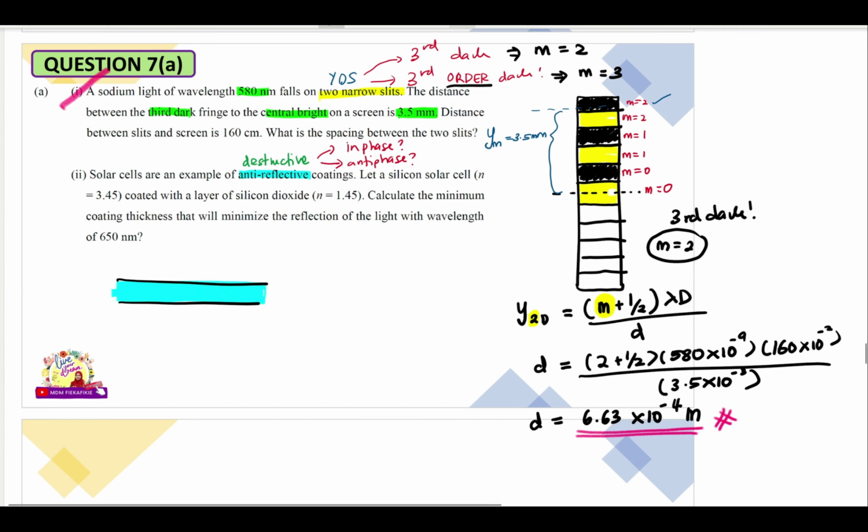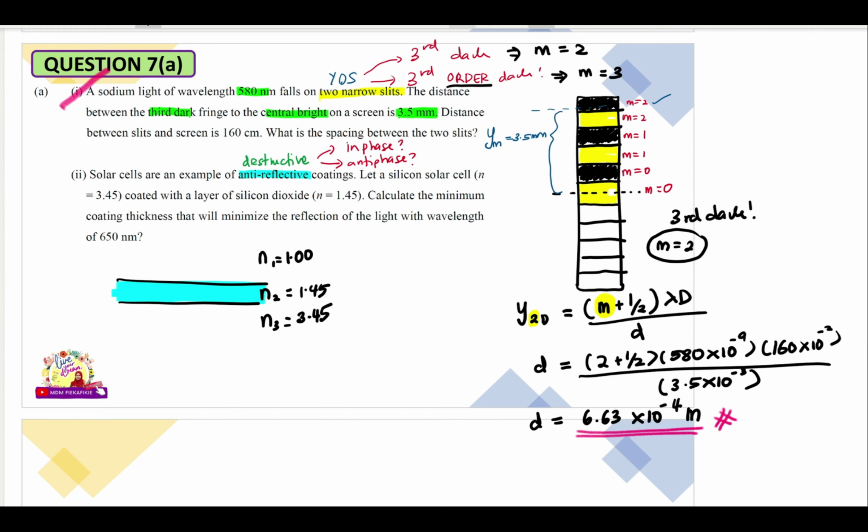Okay. So, layer yang kedua. So, ini adalah udara macam biasa. N2 adalah 1.45. Okay, maknanya silicon solar cell itu yang ditutupi ataupun kita cover dengan silicon dioxide tadi. Okay. Jadi, daripada sini kita nak tentukan dia in phase ataupun anti phase. Kita tengok kepada refractive index. So, the first ray come from the lower refractive index to higher refractive index.